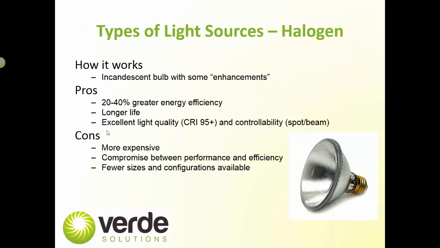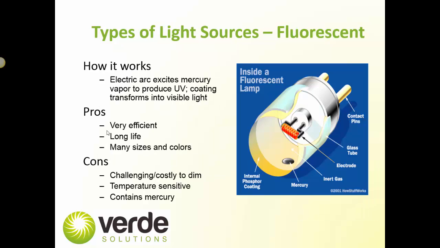A halogen is very similar to an incandescent. It's just a little bit more efficient. You'll see these, a lot of the track lights that you'll see are halogens. They have slightly longer life, but have similar pros and cons to the incandescents.